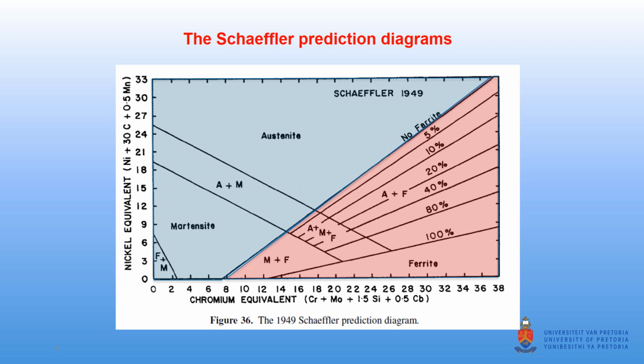The diagram itself is divided into different regions based on the transformation behavior of the steel during cooling. In the light blue section, the liquid solidifies as primary austenite and remains fully austenitic as it cools. In the same section, where you have lower chromium equivalent values, you have the austenite transforming to martensite. In the red section, the liquid solidifies as primary delta ferrite. As the nickel equivalent decreases, the amount of retained ferrite increases.